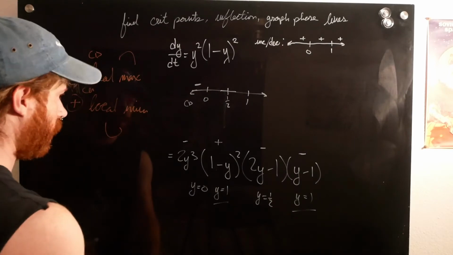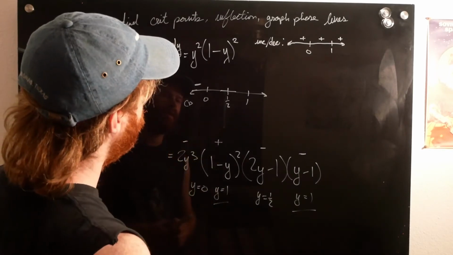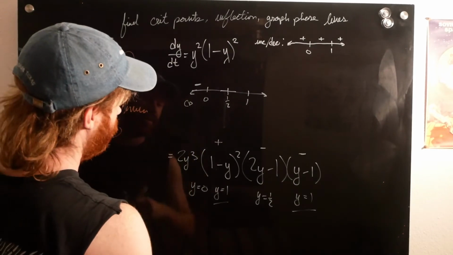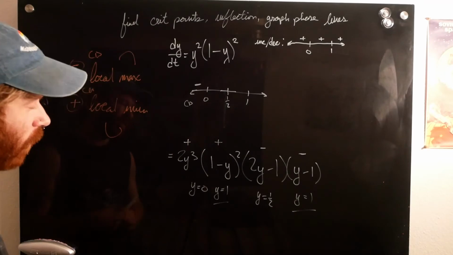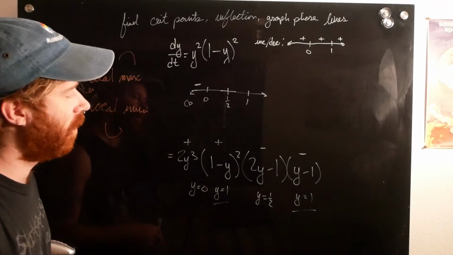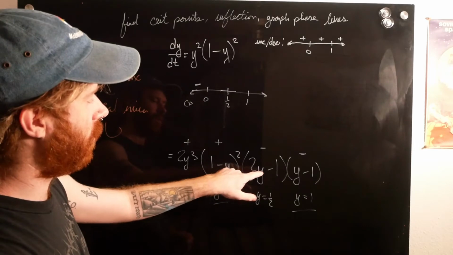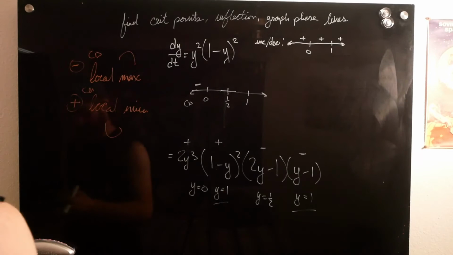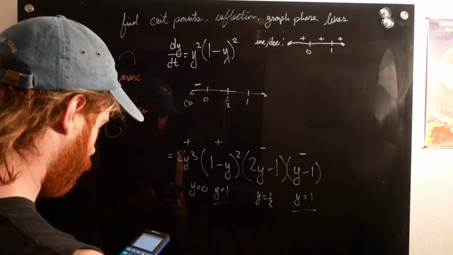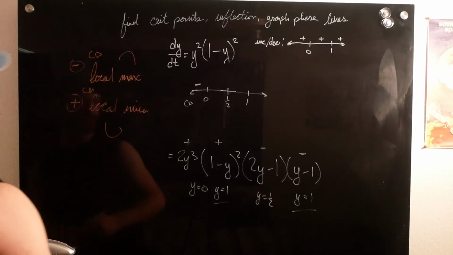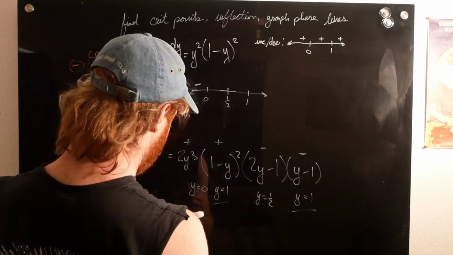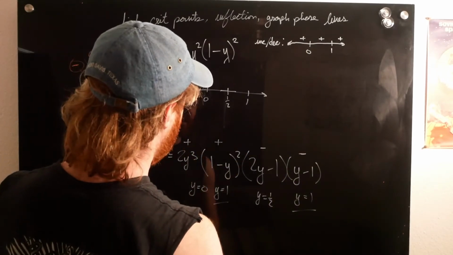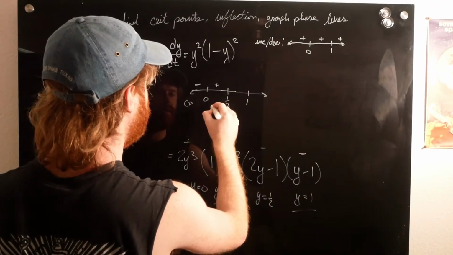Okay, let's keep going. So a point between 0 and 1/2, let's just do 0.1. So 0.1, this is going to be positive. 1 minus 0.1, still positive. 2 times 0.1 minus 1, I think that's going to be negative, right? Can't do mental math right now. 0.1, yeah, minus 1 is going to be negative. And then 0.1 minus 1, that's still going to be negative. So now we have 2 positives, 2 negatives. These become a positive. And we're going to get an overall positive. So concave up.